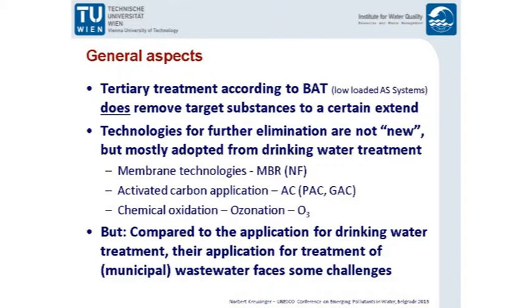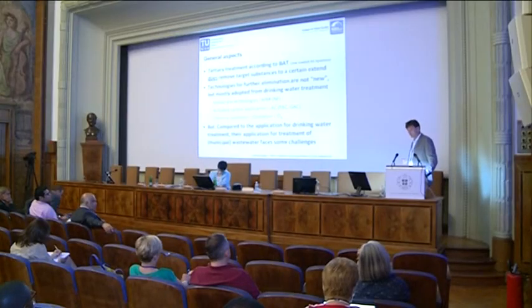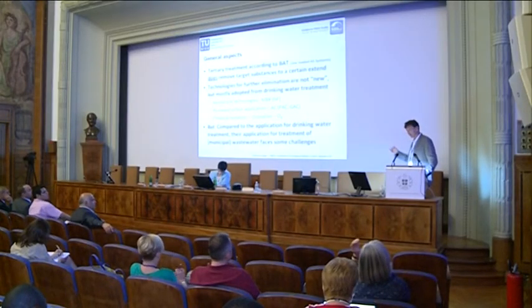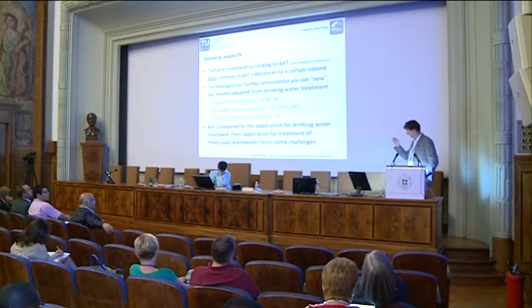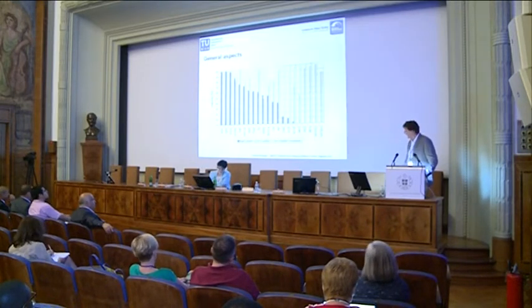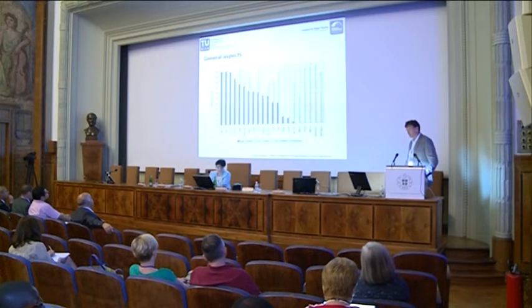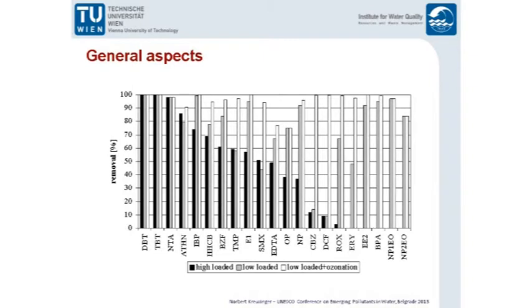But the problem is that in wastewater treatment we have to face certain issues that are not there in drinking water. In drinking water, we have a more or less stable matrix to treat, and a more or less stable amount of water that we treat. In wastewater treatment, we have a lot of fluctuation, which I will speak about later on. This picture is intended to show you that with modern treatment plants with nitrification and denitrification, we can remove certain substances to a high extent.